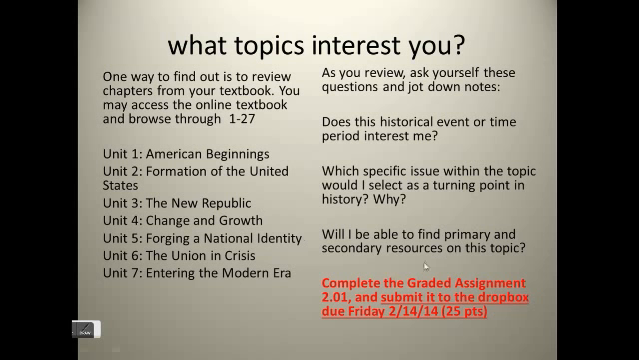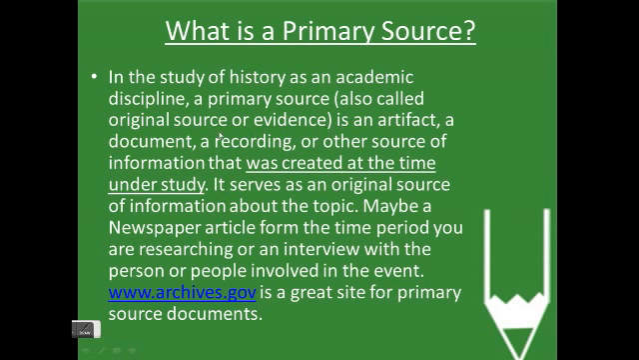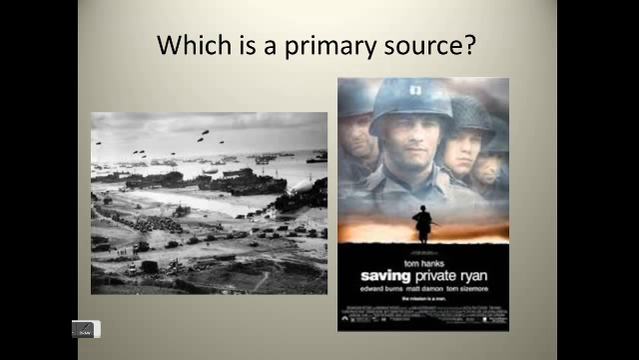Okay, what is a primary source? A primary source, an original source, or evidence is another way to say it. It's an artifact, a document, a recording or other sorts of information that was created at the time under study. So we're talking about things that happened 200, 300 plus years ago. Okay, 1600s, almost 400 years ago. So you're looking for documents that were created back then. Okay, that's a primary source. It's an original source of information, a newspaper article from the time. Archives.gov is a great source to find that type of information.